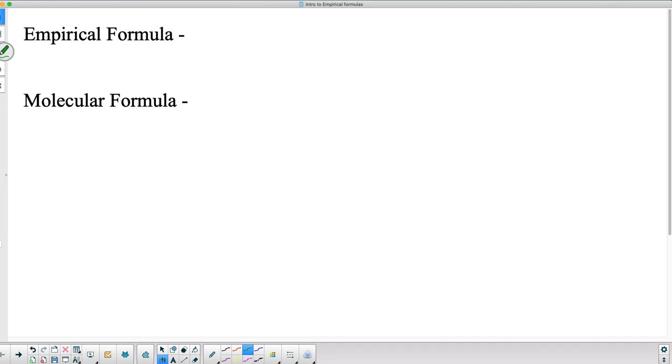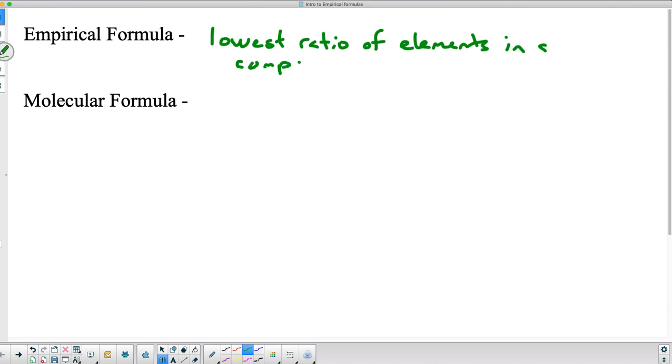So an empirical formula is very simple. It's actually just the lowest ratio of elements in a compound. That sounds pretty ridiculous. Okay, some examples of empirical formulas are, of course, like when we have sodium and chlorine. Of course, you know already that's +1 and -1, so it's just NaCl.